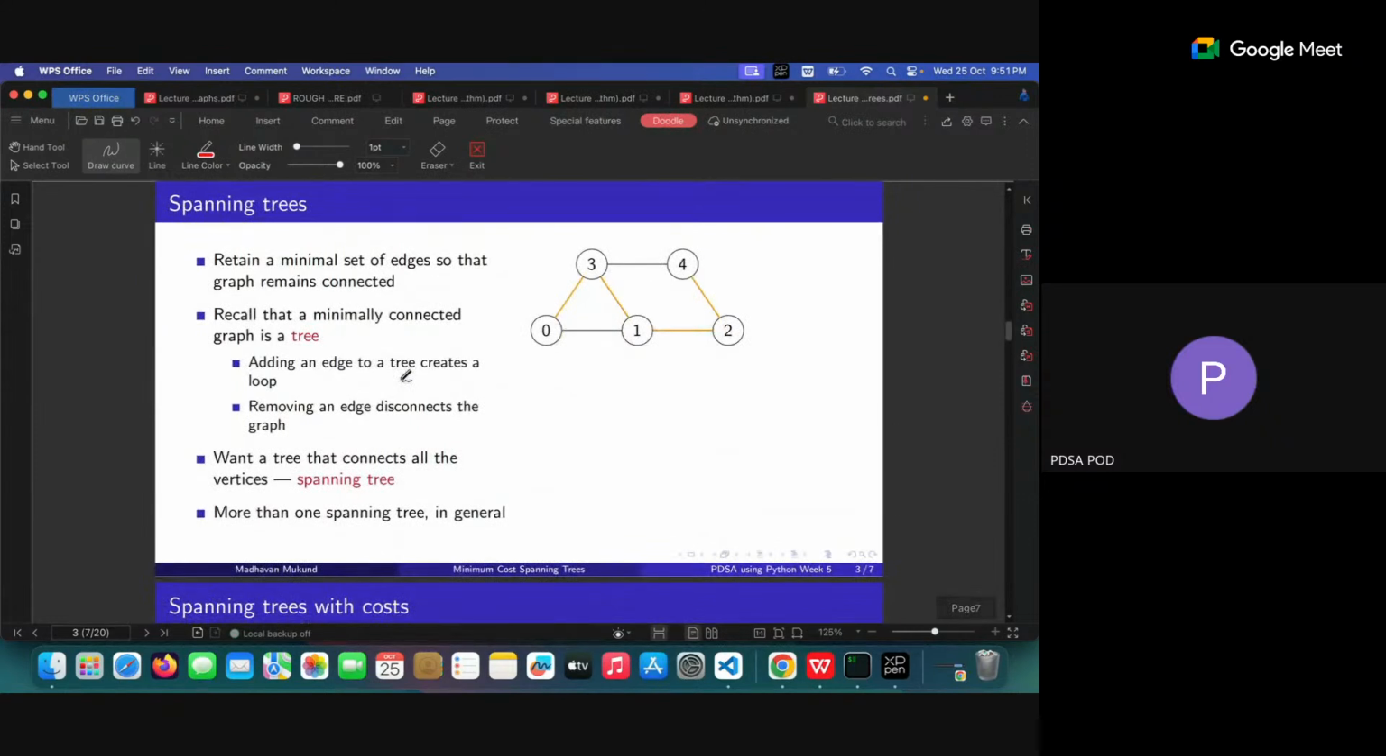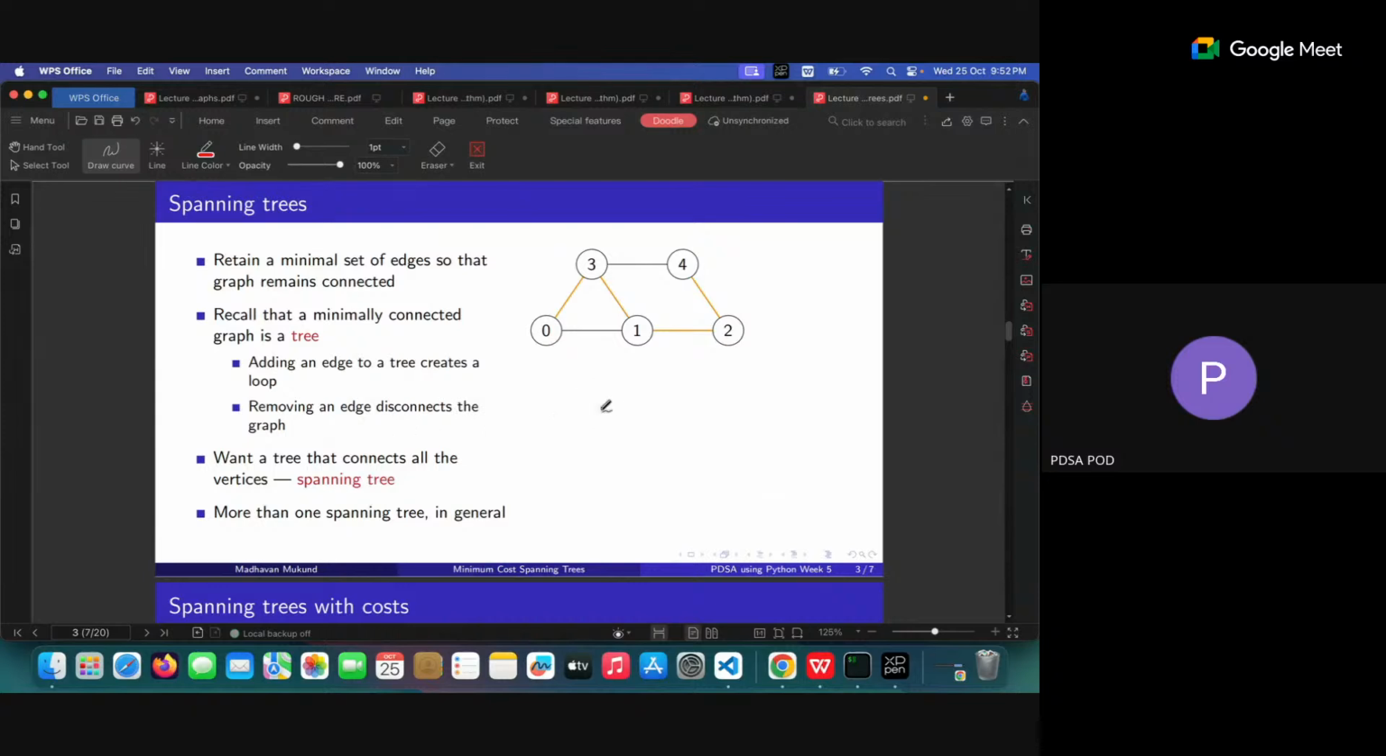Yes, this place is perfect. Look at here, we have a fully connected graph with vertices 0, 1, 2, 3, 4. What I want to do is build a minimum set of edges so that the graph remains connected. Recall the minimum tree: adding an edge creates a loop, and removing an edge disconnects the graph.